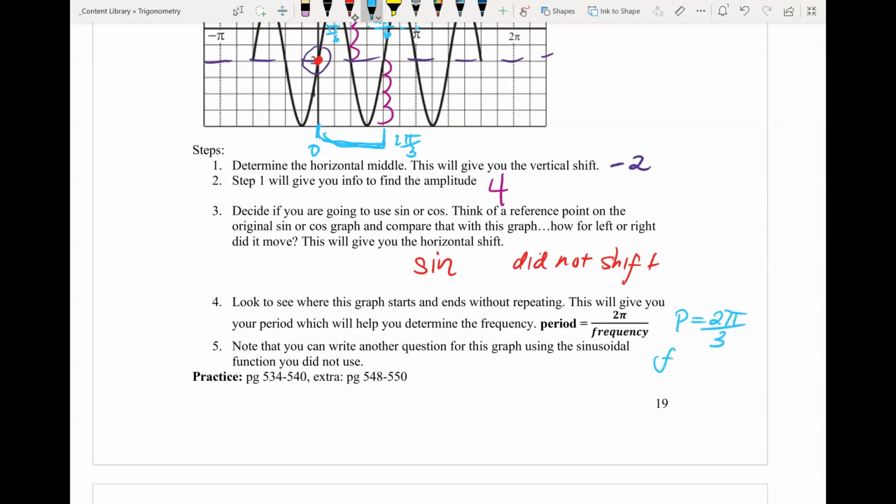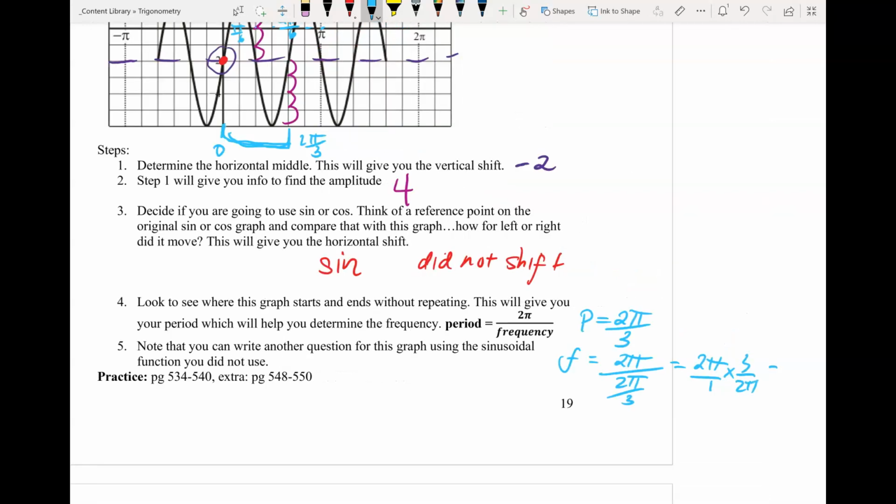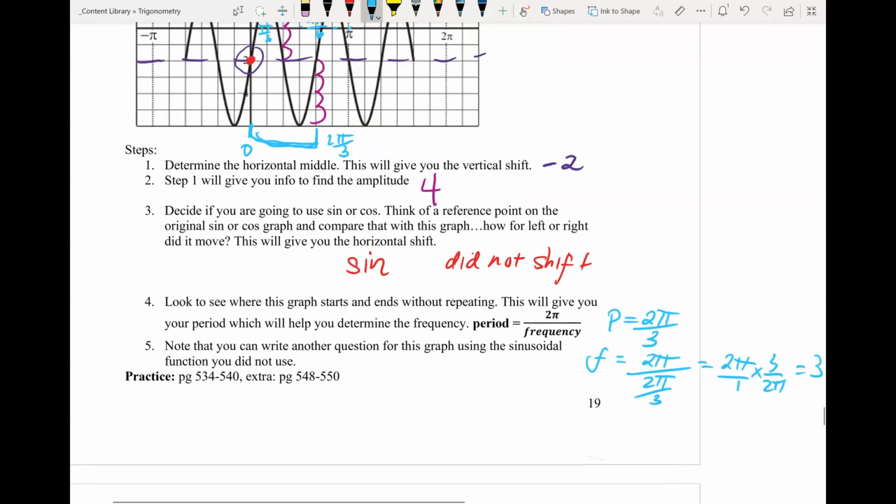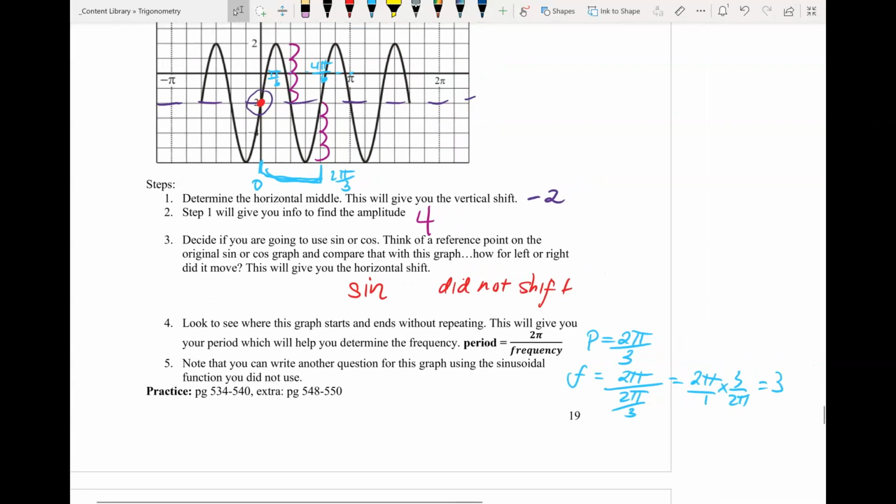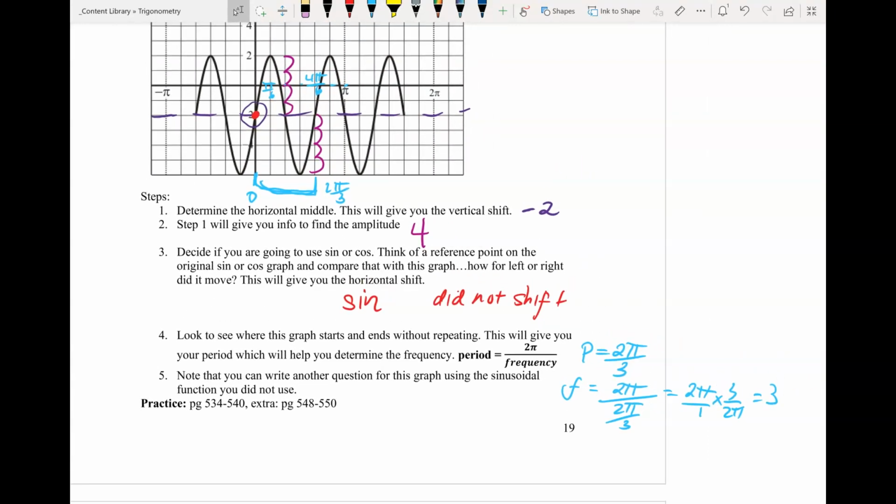If I want to find my frequency, that is 2 pi over our period, which is 2 pi over 3. Our frequency is 3. And we did not shift left and right, so we found all the transformations. We can put it all together. Our amplitude was 4. We used sine. Our frequency was 3. And then we went down 2. And that would be your final answer.